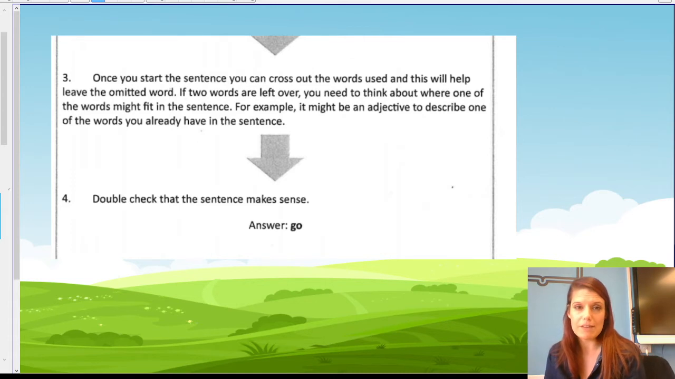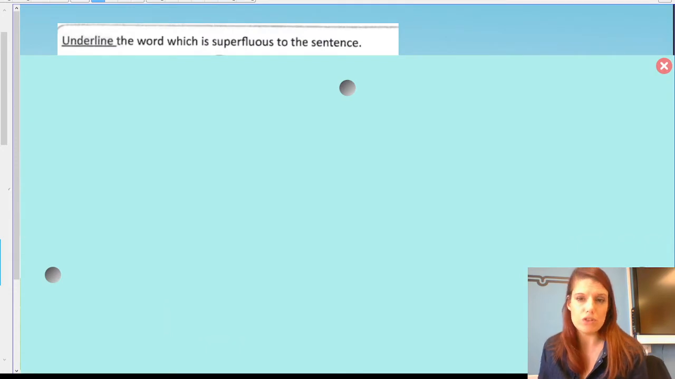If you've got 2 words left over, read the sentence again to yourself and think about where one of them might fit in the sentence. And then double check that it makes sense. This is really important, checking. Okay, so then you are practicing now. Underline the word which is superfluous to the sentence.